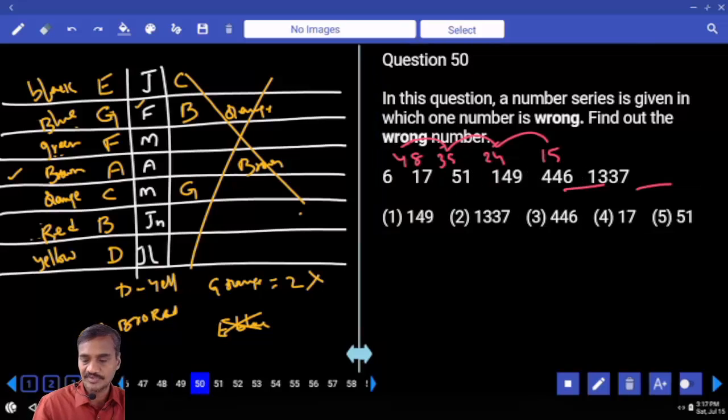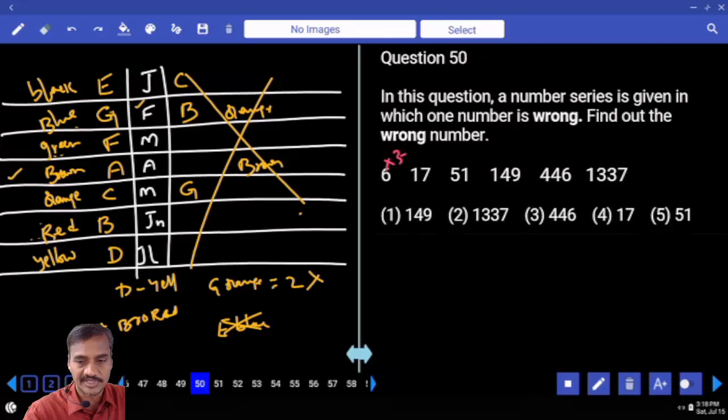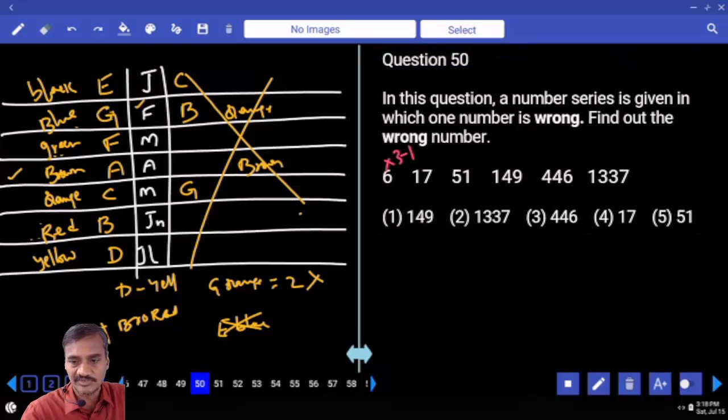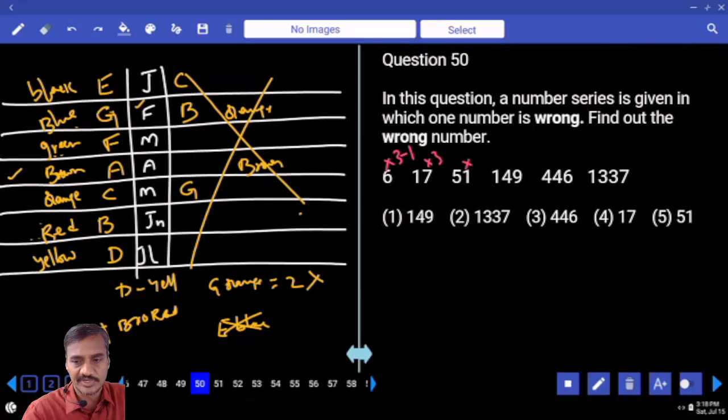Then question number 15. Now in this, numbers starting with 6 and ending with 1337. Now 400 to 1300, at least multiplied thrice, and 6 and 17. 6 into 3 minus 1. Right? Now 17 into 3, and here 51 into how much? 51 into 3 minus 4 comes here. And the next one, 149 into 3, what is it? 150 into 3 is 450, minus 3 is 447, minus 1.